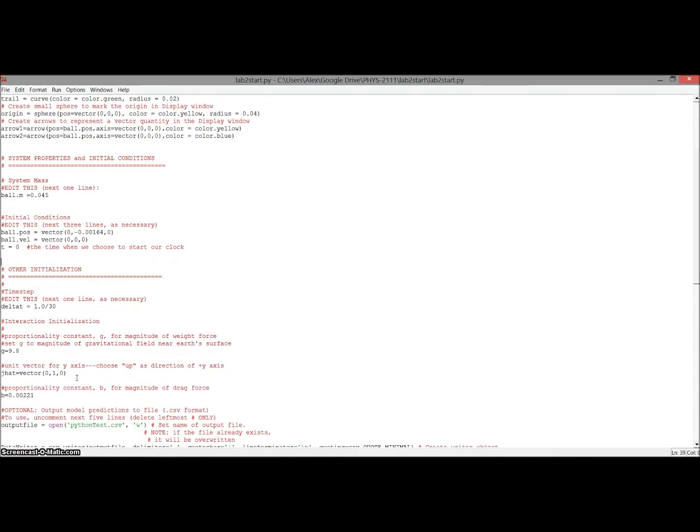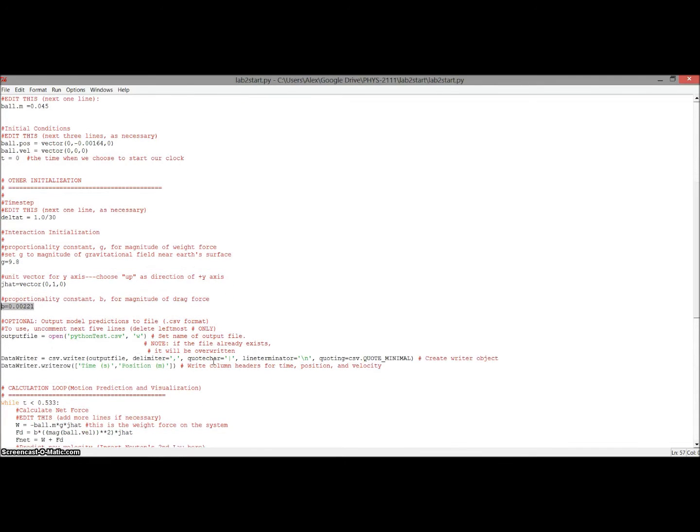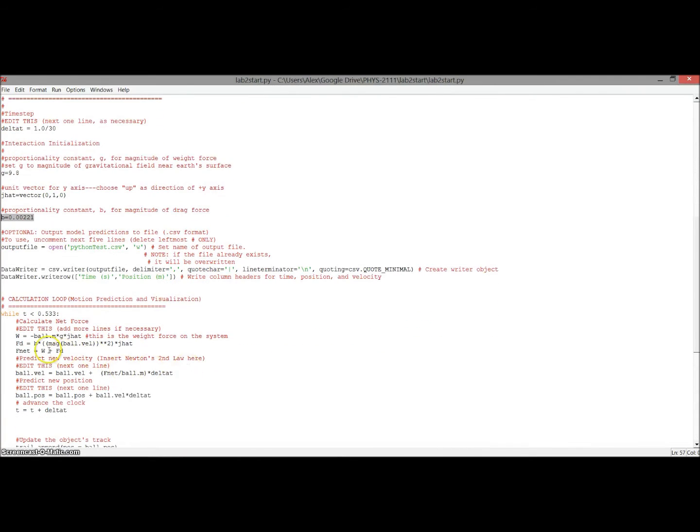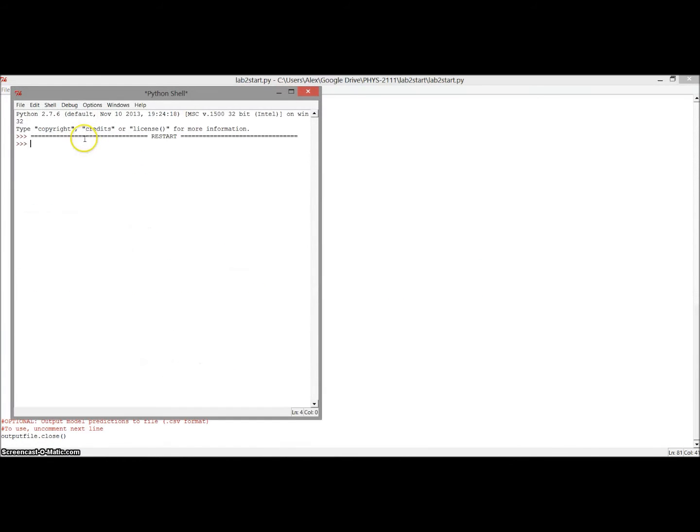Scrolling down, we can see our proportionality constant, which is used in our equation to find the drag force. The drag force is characterized by the equation drag force equals the proportionality constant times the magnitude of the object's velocity squared. And because this model takes into account both drag and gravity, the F net equals the weight force plus the drag force. Let's go ahead and run this so we can see our visual of this model.